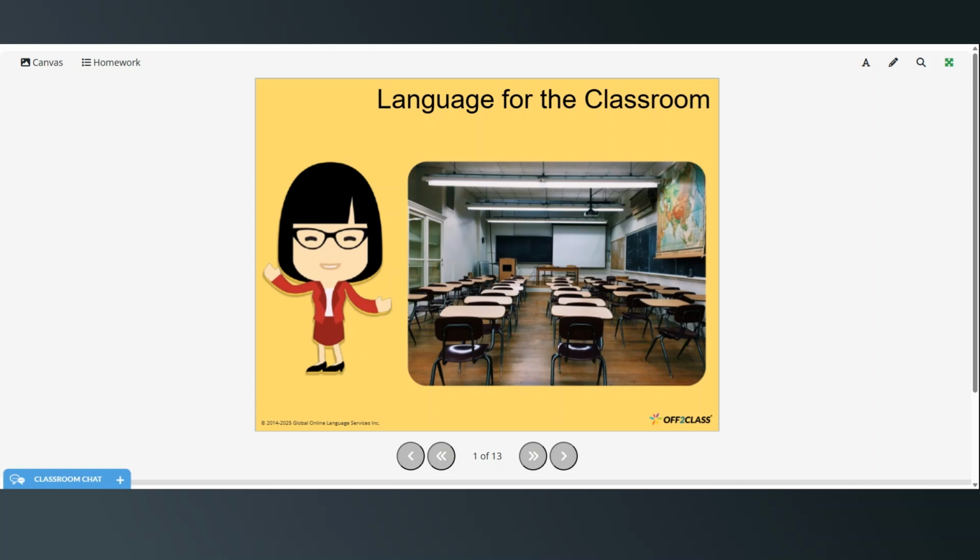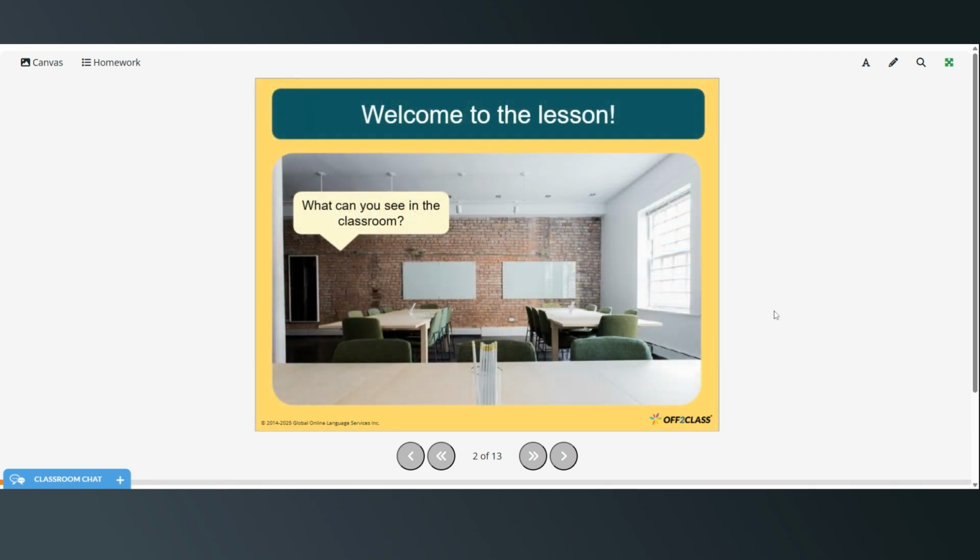This is an A1 level language lesson. We're going to be talking about language for the classroom. So welcome to the lesson. Take a look at this picture and see how many things you can name in English that you can see in this picture.